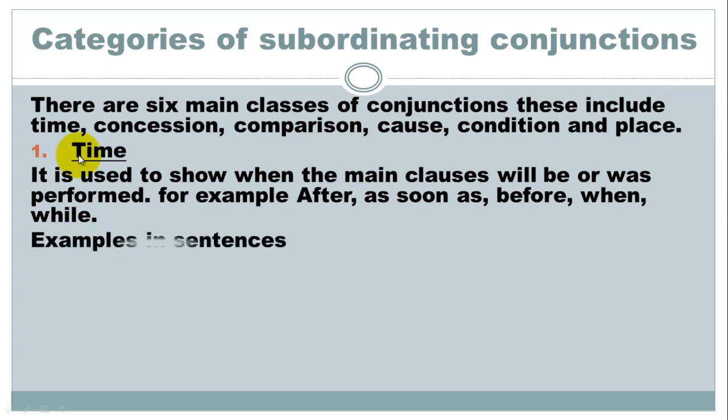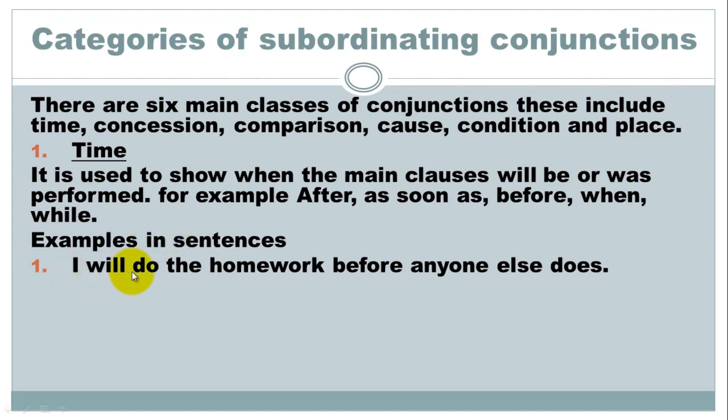Now let's look at examples in sentences. The first sentence: I will do my homework before anyone else does. As you can see, before precedes the dependent clause. The dependent clause here is anyone else does. That's not a complete sentence. But I will do my homework is a complete sentence, the main clause. Before means, based on time, I will do my homework before anyone else does.